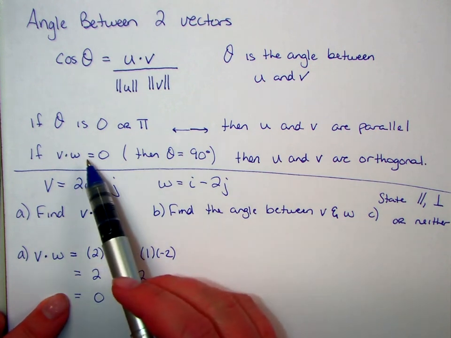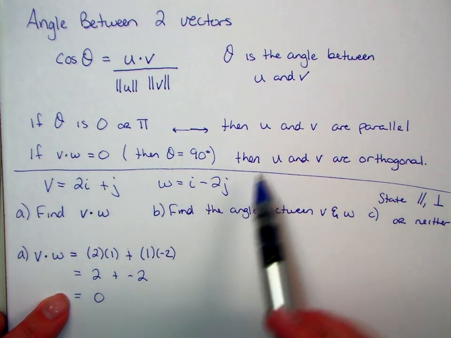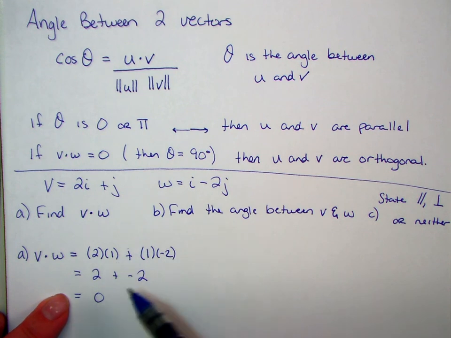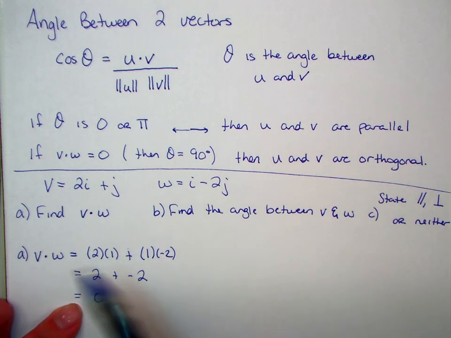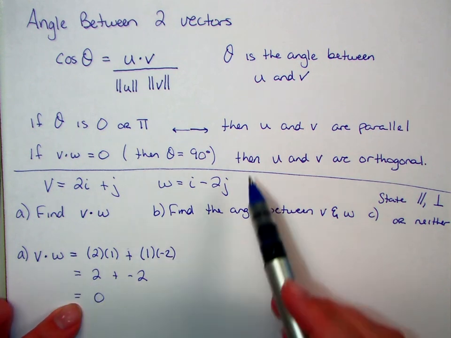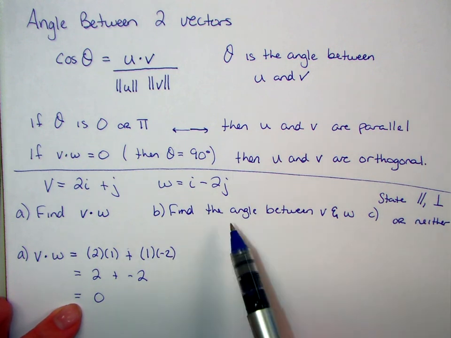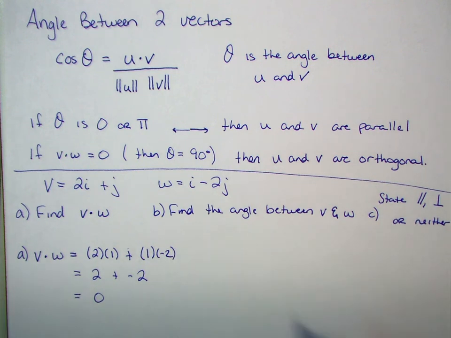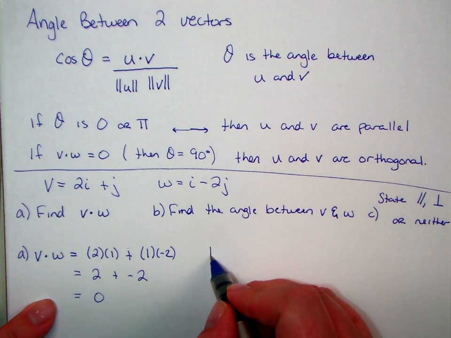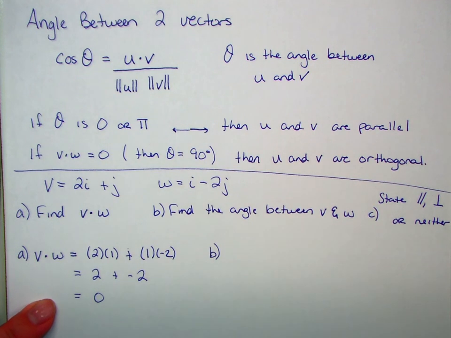So already, we know that if the dot product is 0, that means V is not casting any shadow on W, and vice versa. That means they're orthogonal, right? So I already kind of know the answer to C here. And I actually already kind of know the answer to B, because I know they're orthogonal as well. But I would like to show you the work here.